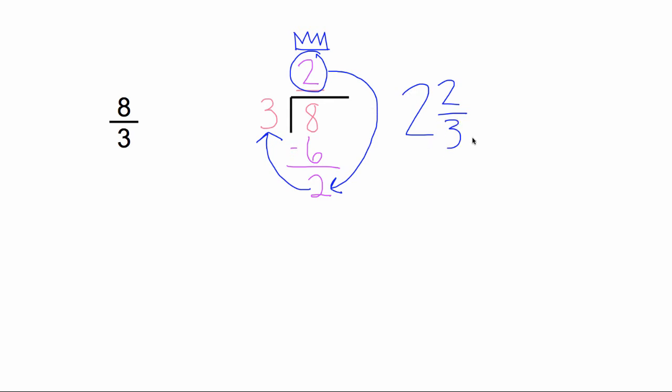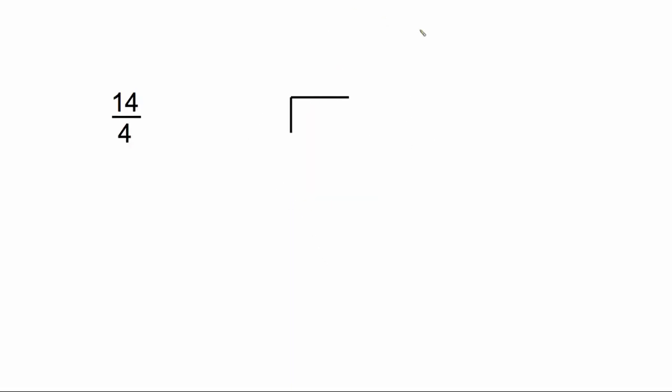Now, our denominator is always going to be the same as in the original problem. That's a good way to check to make sure that you did it the correct way. So 2 2/3 is the mixed number for 8/3. Let's go ahead and try another one.